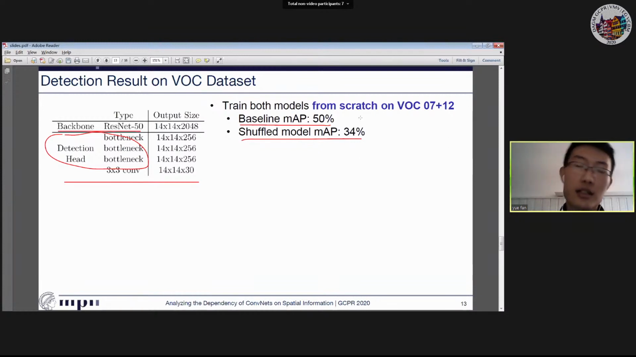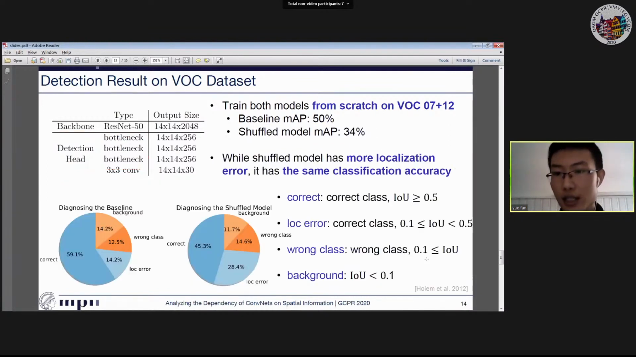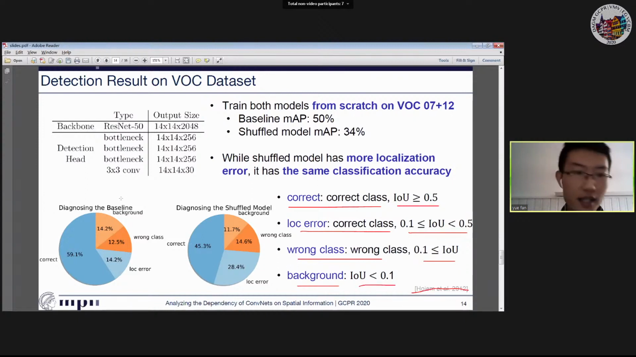And in order to understand this performance difference, we adopt the diagnosis tool from Hoiem, which basically classifies the model prediction into 4 categories. Prediction is correct if it has correct label and the IOU is greater than 0.5. And the prediction is a localization error if the label is correct, but the IOU is in between 0.1 and 0.5. And it is a wrong class if the label is wrong and the IOU is greater than 0.1. And it is a background error if the bounding box is completely off, the IOU is smaller than 0.1.